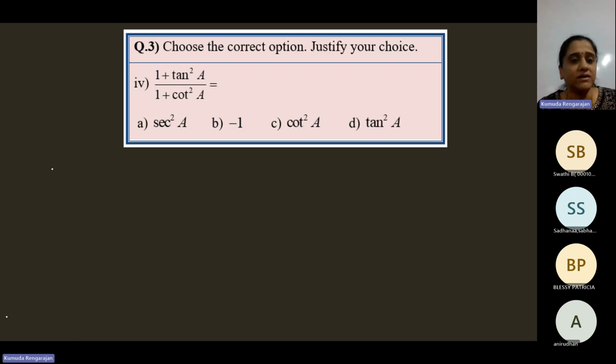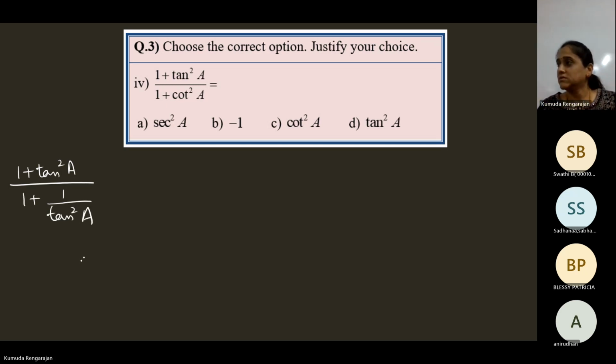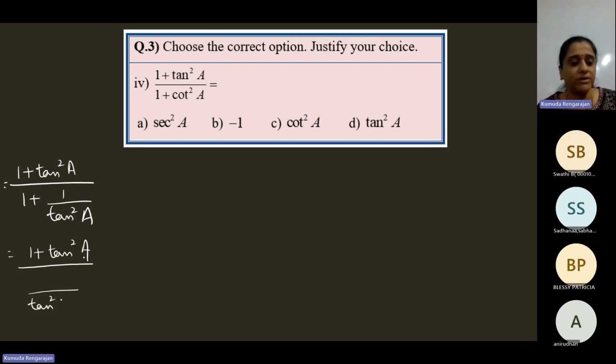Okay, so let's start. Suppose we have tan as it is and we change cot. So it'll be 1 plus tan square A by 1 plus 1 by tan square A. Correct? We're retaining tan, we're changing cot to tan. Once you do this, the next step is common denominator. Tan square A is the common denominator, right? So you'll get 1 plus tan square A. See here, this is the numerator, children. This full thing is the denominator actually.